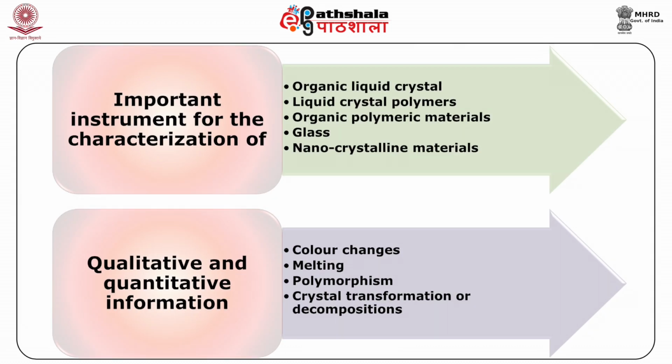Hot stage polarizing microscope is an important instrument for the characterization of organic liquid crystal polymers, organic polymeric materials, glass, and nanocrystalline materials. Qualitative and quantitative information on the chemical or physical changes occurring in the sample. Example: color changes, melting, polymorphism, crystal transformation, or decompositions can be detected.